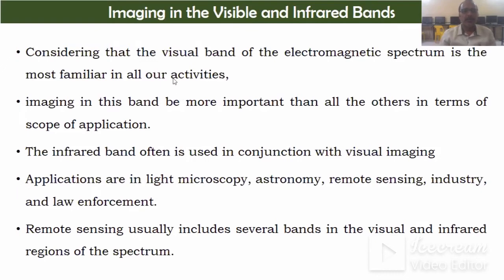Generally, consider that the visual band of the electromagnetic spectrum is the most familiar and the most used band in the electromagnetic spectrum. Visual band means the human eye can see those particular rays or that particular frequency and wavelength. So that is the visual band, and it is one of the important bands of the electromagnetic spectrum.